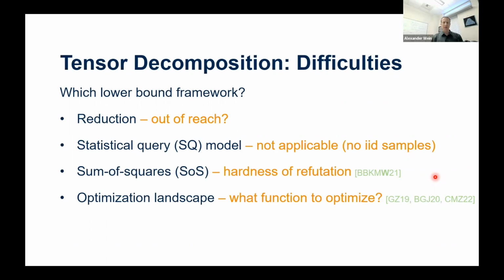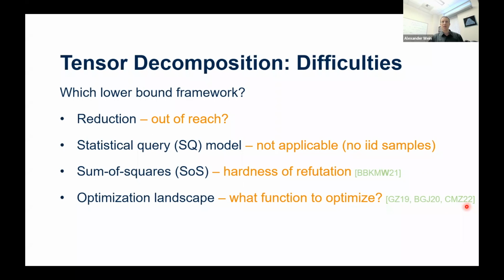Okay, and another approach I'll briefly mention that's also interesting is looking at optimization landscapes. But again, the decomposition problem is not exactly an optimization problem, so we would have to choose what function we are going to try to optimize in order to solve decomposition. Certainly there are some natural choices that would be interesting to look at.